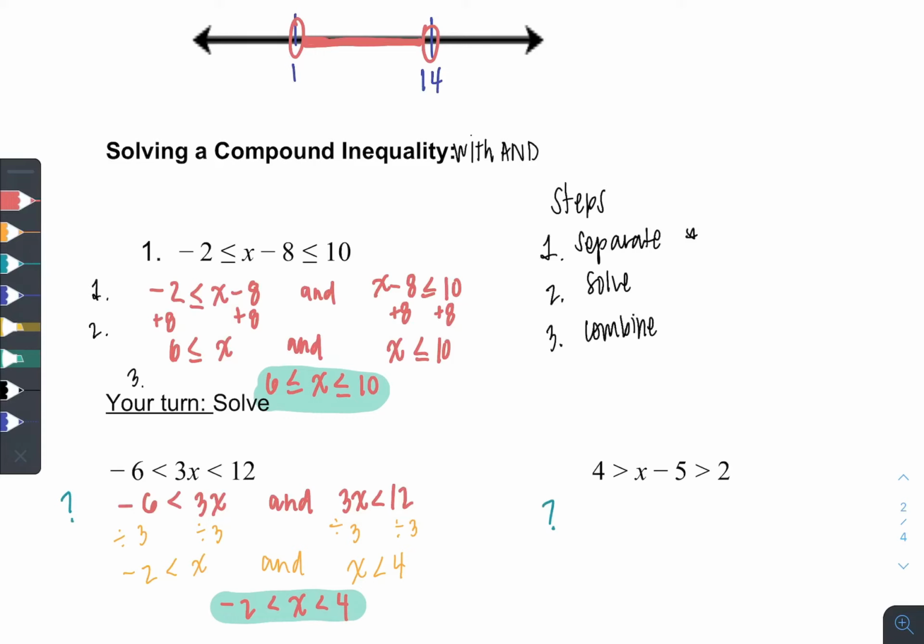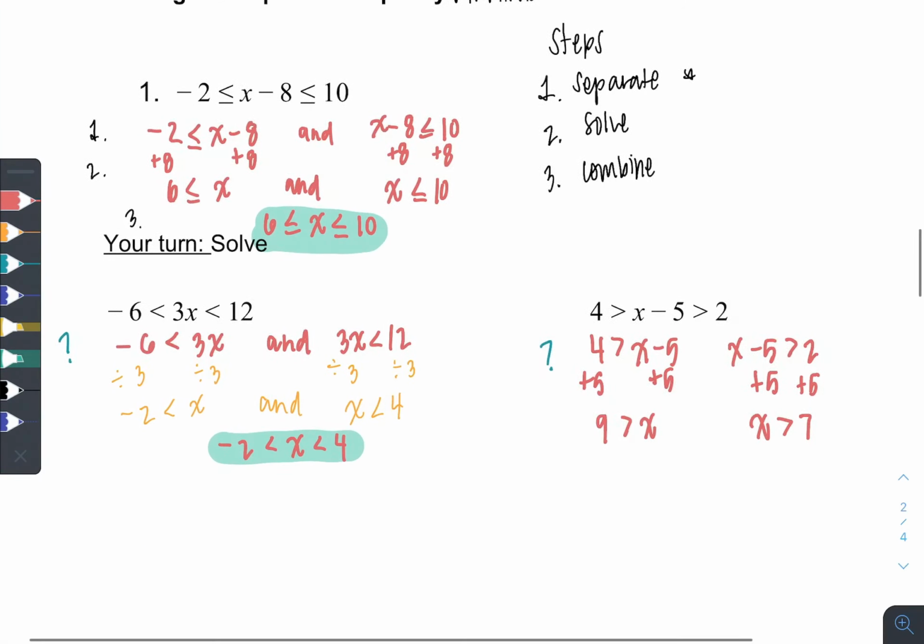All right, what you should have done is separate. So 4 is greater than x minus 5, and x minus 5 is greater than 2. Add 5 to both sides. We get 9 is greater than x. Add 5 to both sides again. X is greater than 7. So then we get 9 is greater than x is greater than 7 as our answer.